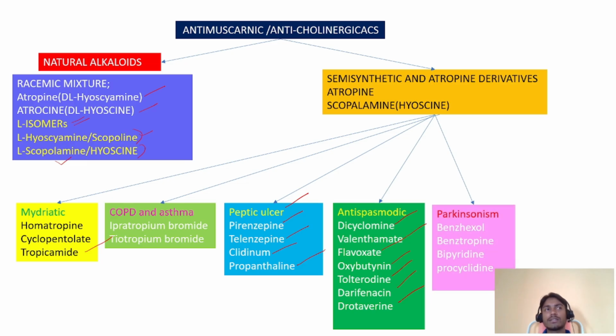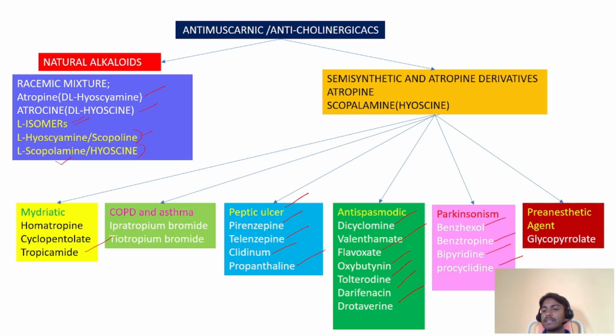Next, Parkinson's. The drugs that can be used in Parkinson's disease are benzhexol, benztropine, biperiden, procyclidine. Last one is the pre-anesthetic agent, that is glycopyrrolate.